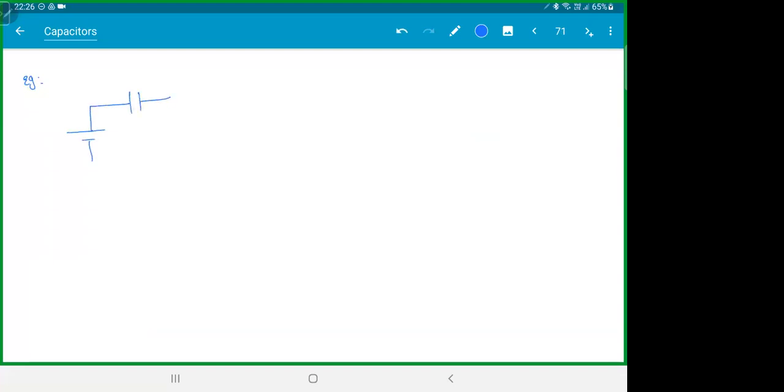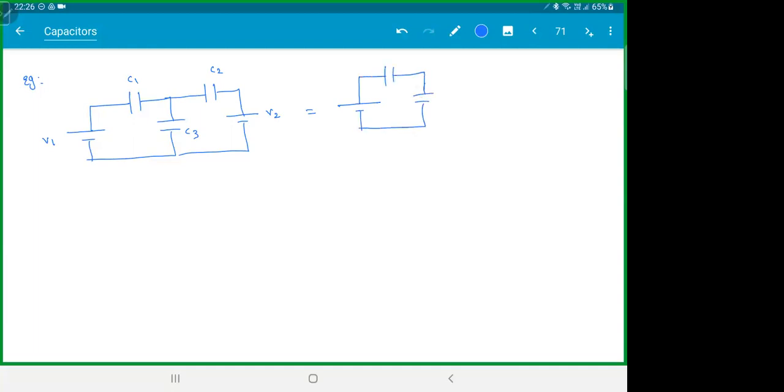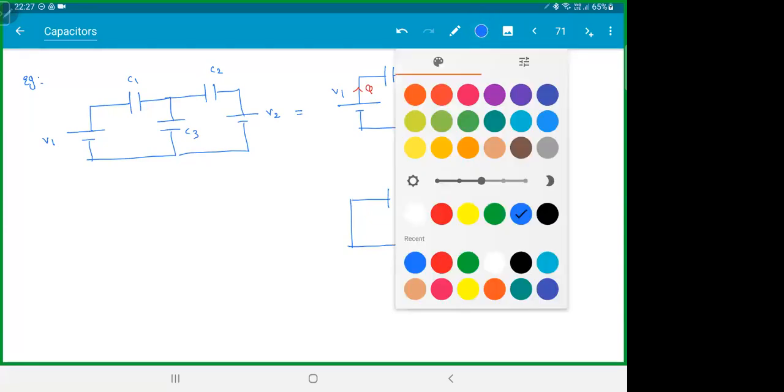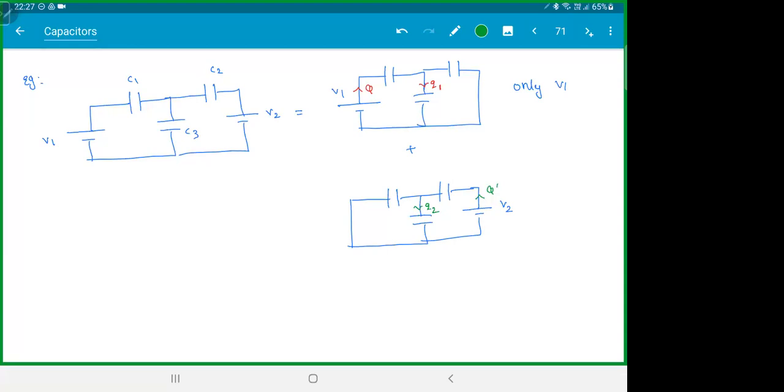Now, how can you apply this for circuits? Example, let's say you have multiple batteries. Let's say this is battery V1, this is battery V2, this is C1 and C2 and C3. Suppose only battery V1 exists, and in this process you get a charge, let's say Q1, flowing. Plus, let's say only V2 exists, and because of this some charge Q2 is flowing. If both of them are there together, this charge should be Q1 plus Q2.